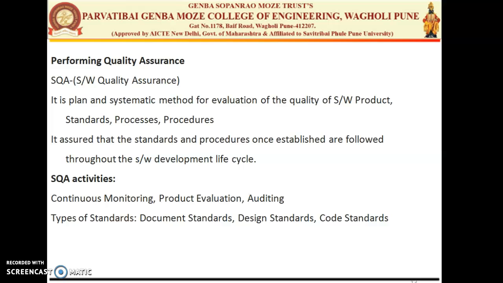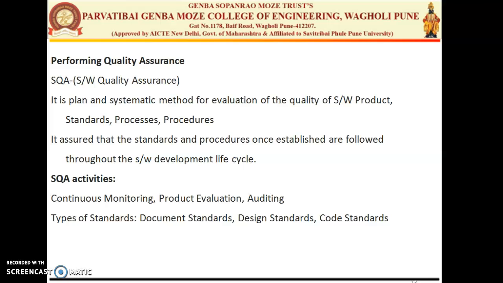So the design standard provides a rule book, some protocols that we use for translating the SRS, that is software requirement specification, into the actual design. So that is your design standard. And third is your code standard. So the code standards specify the programming language in which the source code has to be written. The code standard also specifies the various constraints that should be put on your language features.